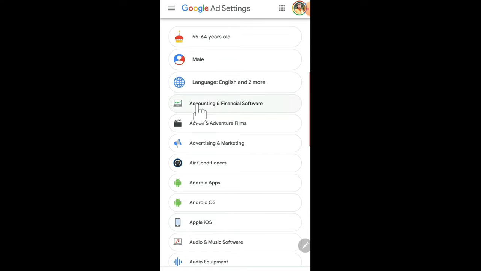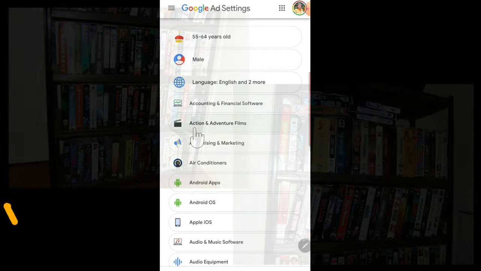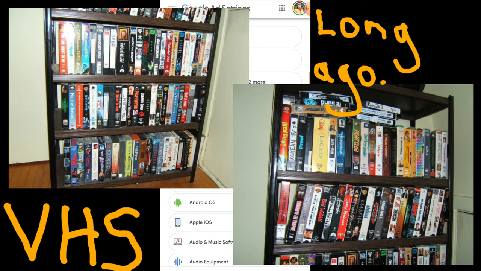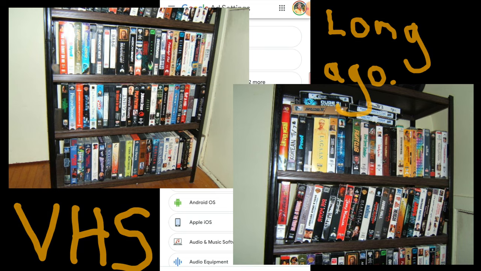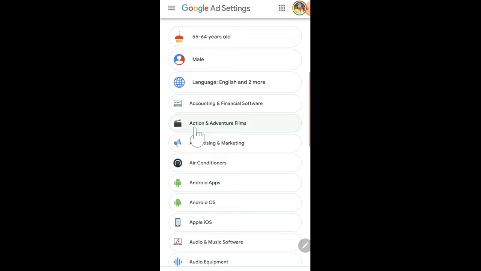Moving along, Google thinks I'm interested in accounting and financial software, and I am not. Don't know where that could have come from. Action and adventure films, that's kind of a no-brainer. I watch a lot of movies, and I imagine every single genre of movie will be on this list because I watch action movies, I watch dramas, I watch romances, I watch comedies, I watch animated films, foreign films, independent films, every kind of film you can imagine. So this is kind of a no-brainer.